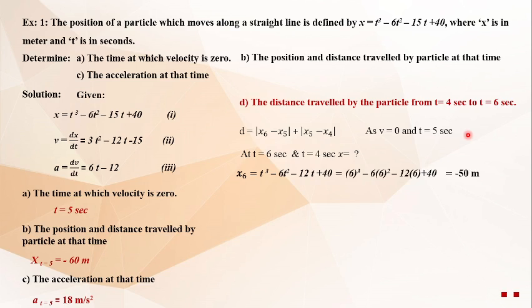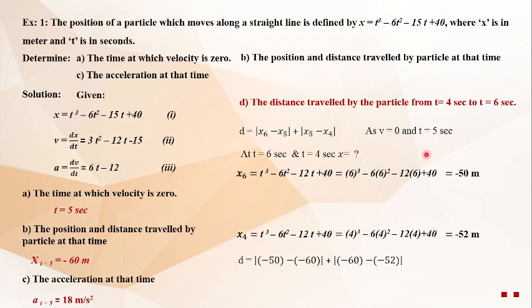So do the simplification. I got x6 equal to minus 50, using x equal to t cubed minus 6t squared minus 12t plus 40. Is it okay? After substituting I got this, and if you have seen carefully, x5 is equal to minus 60. Actually this value was already found out here, so I could have directly picked it up. After getting the displacements at t equal to 4, 5 and 6, we substitute them in this equation and we get d equal to 18 meters. So this was the prime objective of this problem.